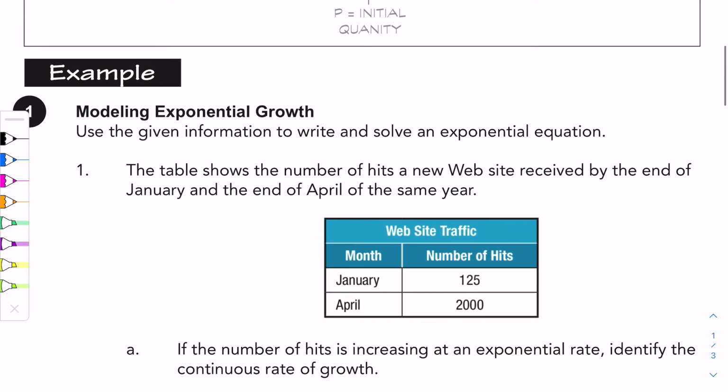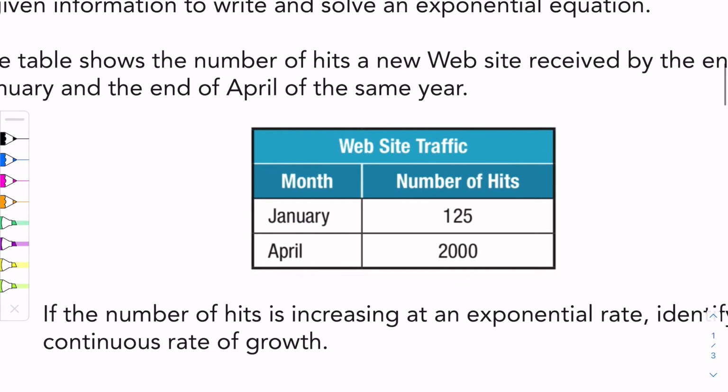So here we see a table that shows the number of hits a new website receives by the end of January and at the end of April in the same year. We see that in January, there's 125 hits, and in April, there's 2,000 hits. So we're just going to analyze this graph quickly, and what I do here is what you're going to be doing for all similar problems. If we look at the time, both of these values are given by the month, so we're going to say that time is in months.